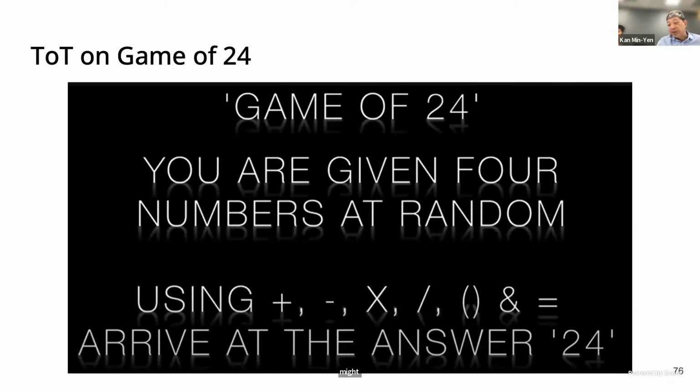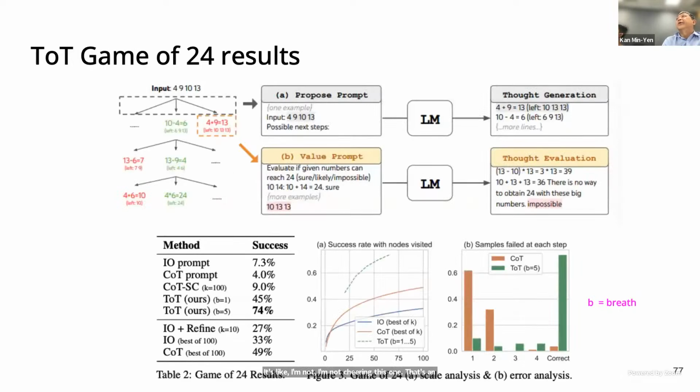I'm not actually doing this one. Just give an example. There's the Game of 24 about this, and you can find it on the network. There are a couple of examples you can see here in terms of the thought evaluation and the results. And you will see that the jump is interesting, because the success rate goes from 9% from 7.3% to 74%. It's a huge jump.